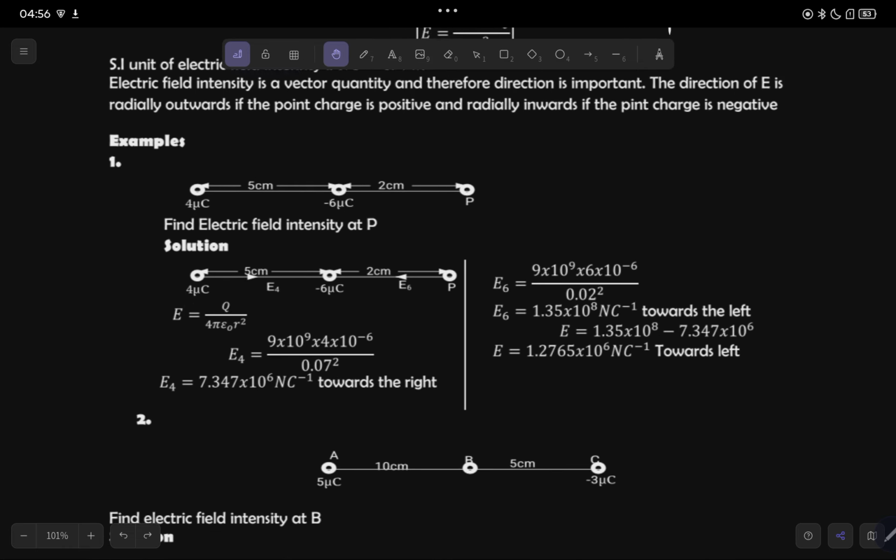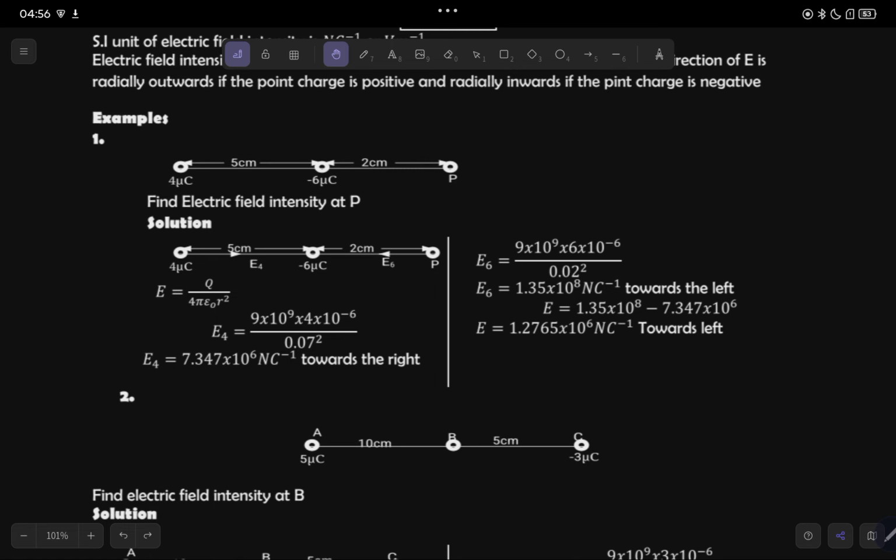We have some examples here, around 5. We can go through them very fast. Question number 1, they're asking us to find the electric field intensity at a point P, which is 2 centimeters to the right of a negative 6 microcoulomb charge and 7 centimeters to the right of a 4 microcoulomb charge.